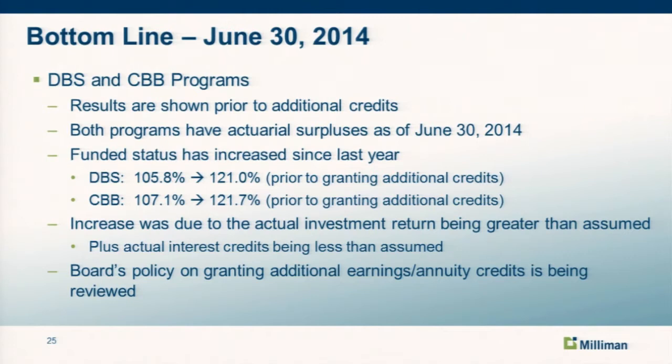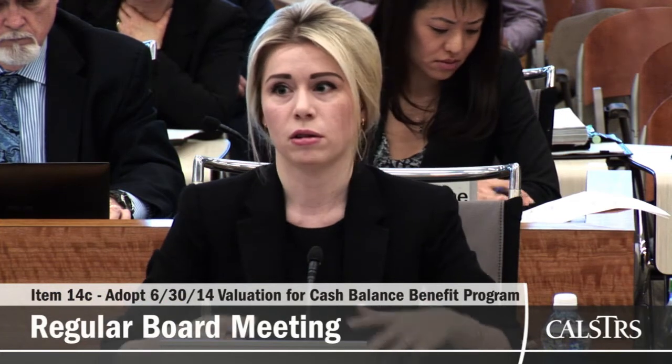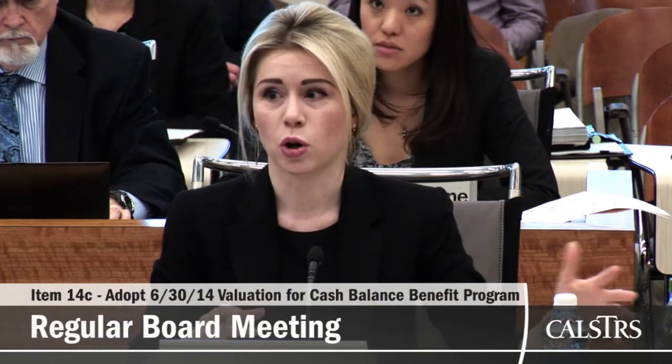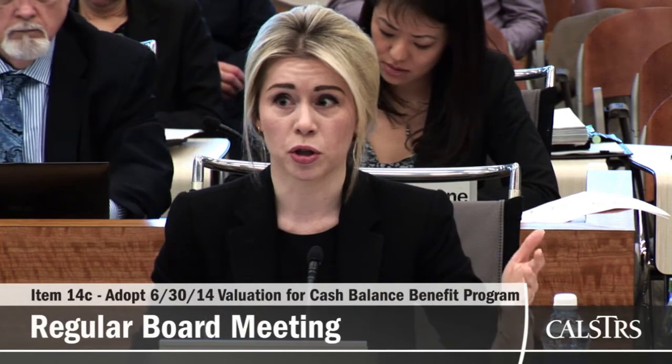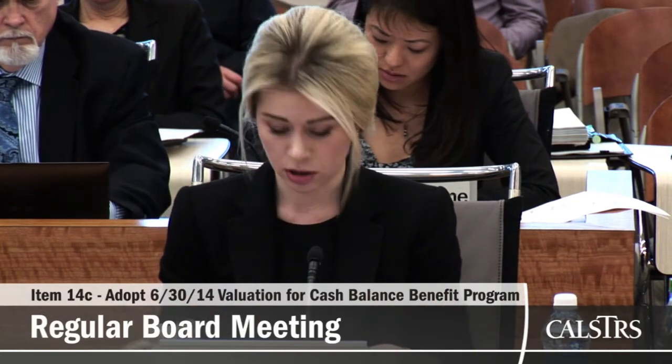So DBS is now at 121% funded prior to any additional credits, and CBB is at 121.7% funded prior to the additional credits. This, again, as we saw with the DB program, is because we had an excellent investment return year. So we had investment returns greater than assumed. In addition to that, the credits that were granted, the regular interest credits, were less than the assumed rates. So we assume that, long-term, those credits are going to be equal to the long-term rate of return assumption. And so those were smaller, so we got gains on that as well.